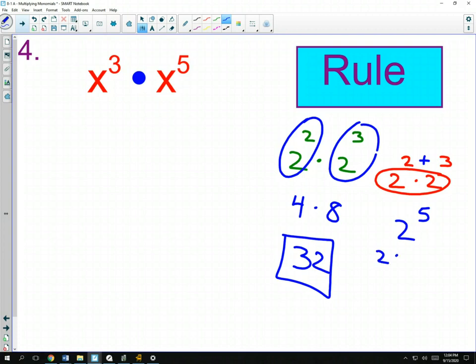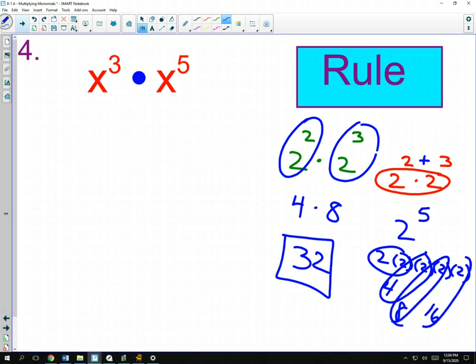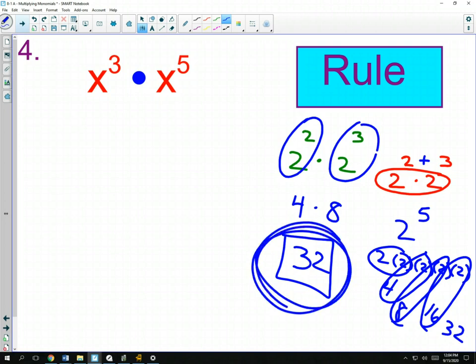What is 2 times 2 times 2 times 2 times 2? 2 times 2 is 4. 4 times 2 is 8. 8 times 2 is 16. And 16 times 2 is 32, just like what we see here.